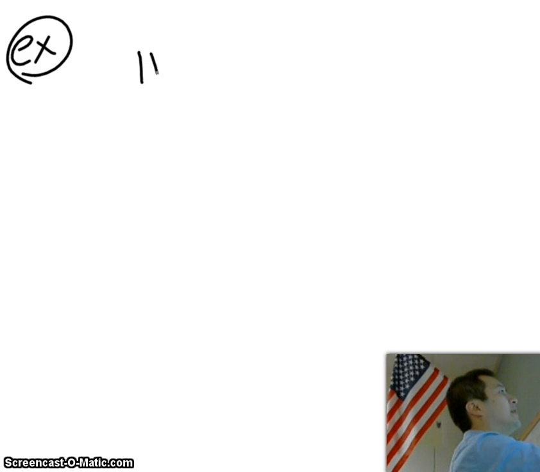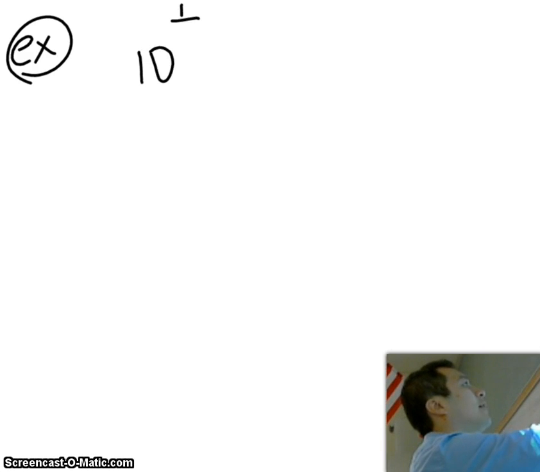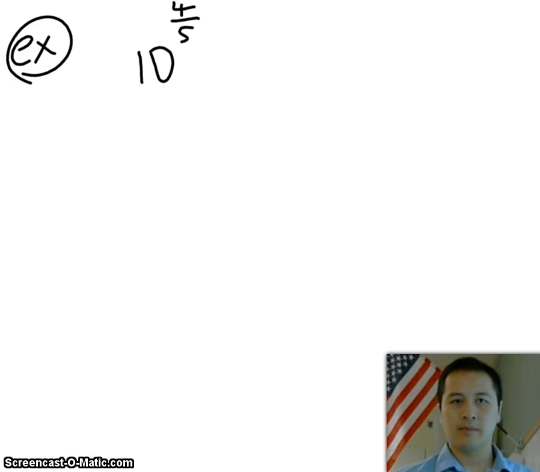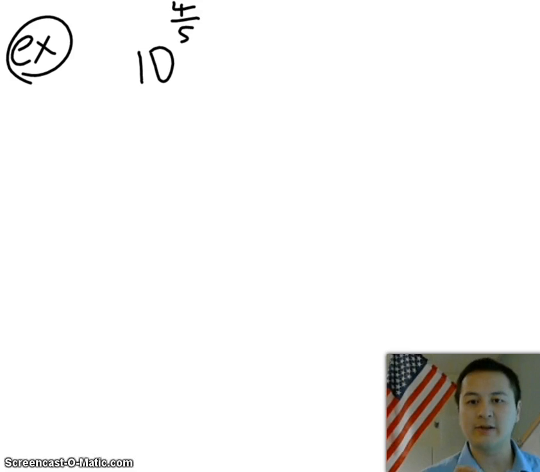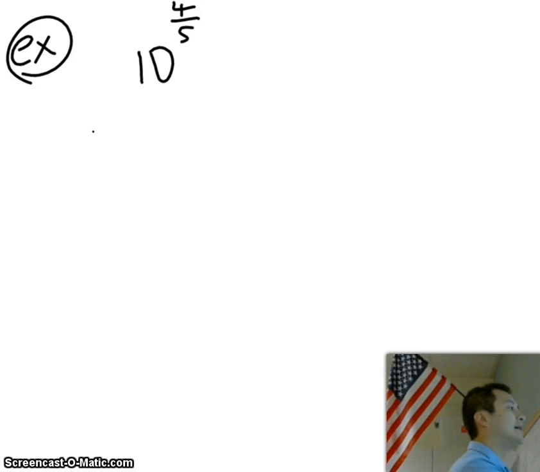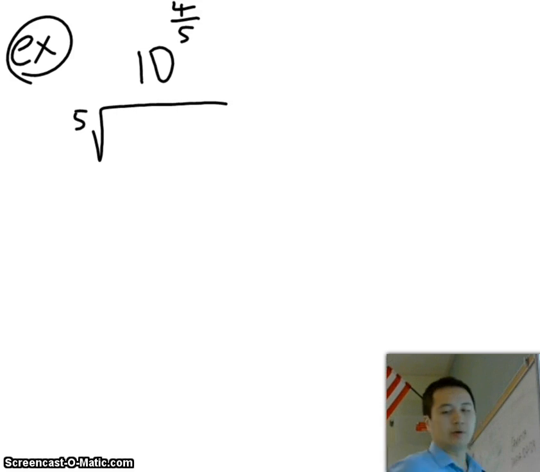Let's say I have 10 to the 4/5 power. I look at the denominator first. The denominator determines the radical. So what's my denominator here? My denominator is 5. So what kind of root is it? It is the 5th root of that 10.